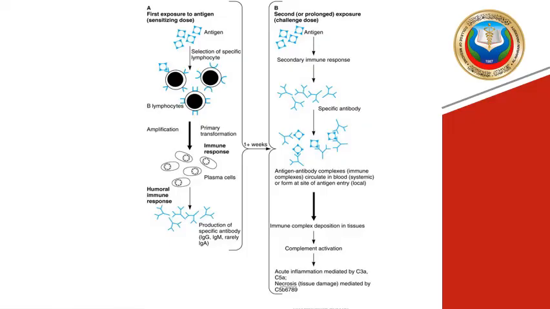So type 3 hypersensitivity, we have immune complex. Main immunoglobulins involved are IgG and IgM, and formation of immune complex that leads to tissue damage and inflammatory response.